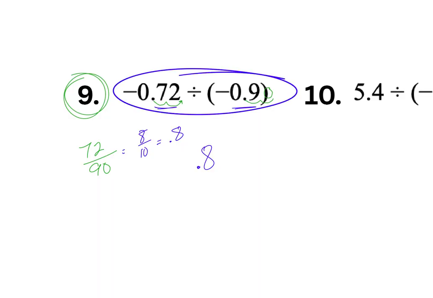So if you're like, well, wait a second, didn't you move it twice here? I did. I definitely did. But we got 72 divided by 90, all right? And that ends up being 0.8. Negative times a negative is positive.